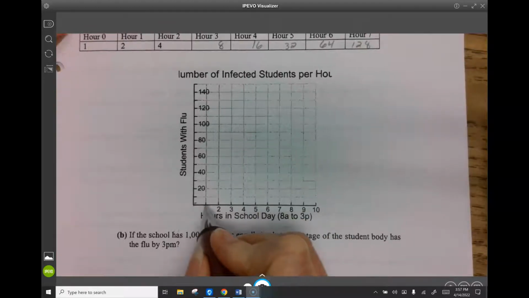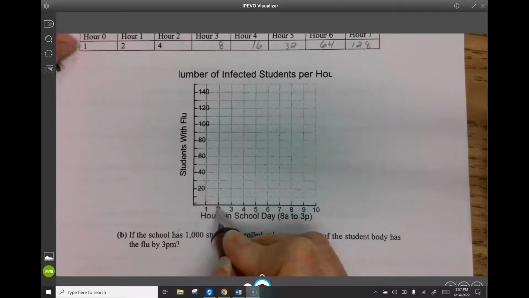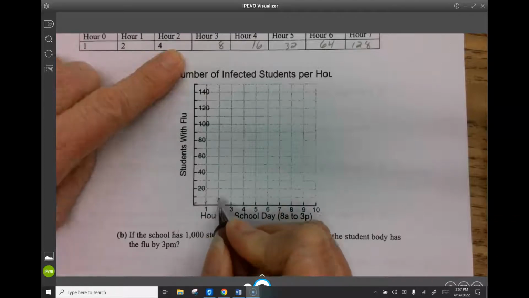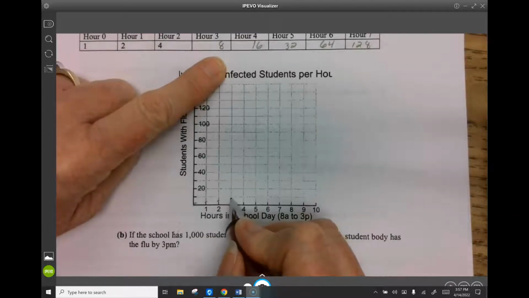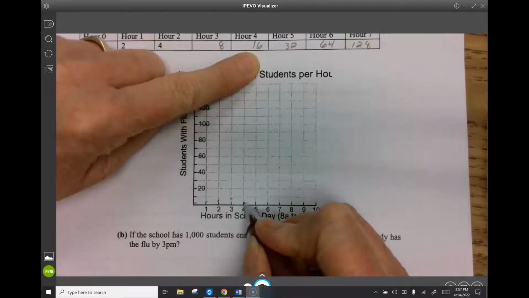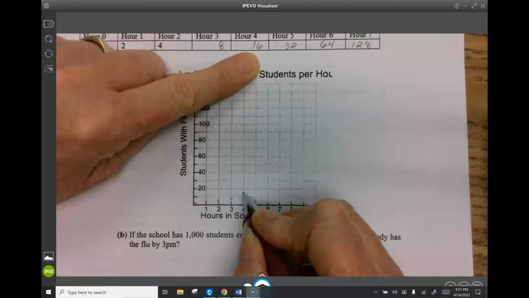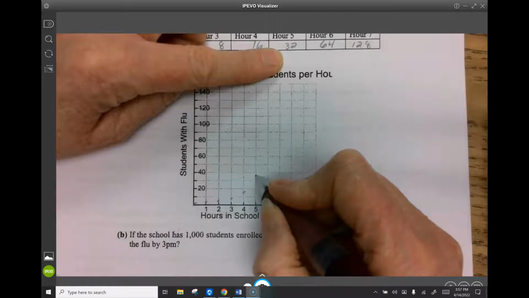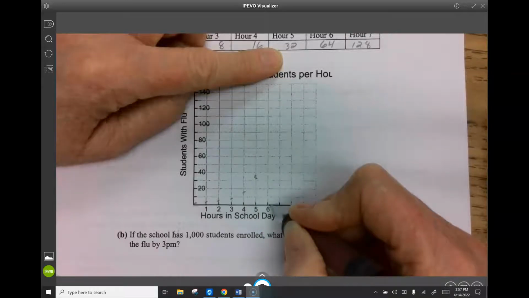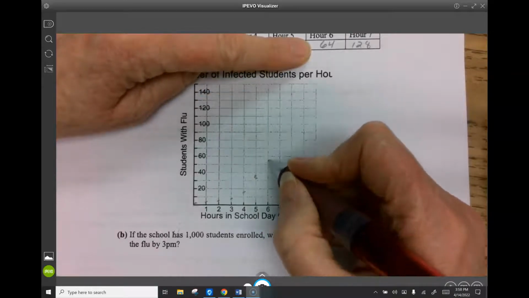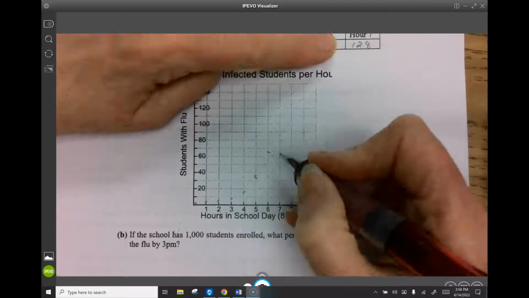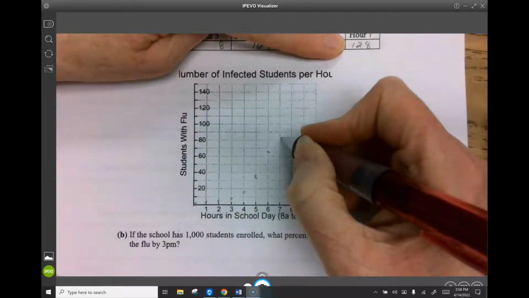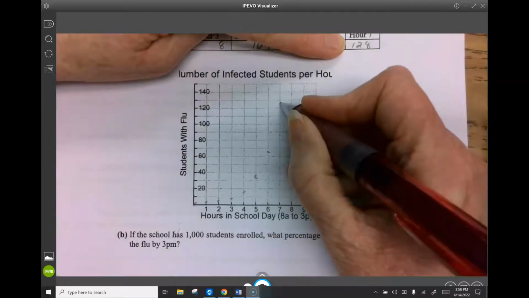And then that's hour 0. Hour 1, we had 2. Hour 2, we had 4. By hour 3, we had 8. Hour 4, we had 16, so there's 20, so 16. Hour 5, we had 32, there's 30, and then a little above that. Well, not that much above, how about right there? Okay, hour 6 is 64. Hour 7 is 128. See how quickly this grows?